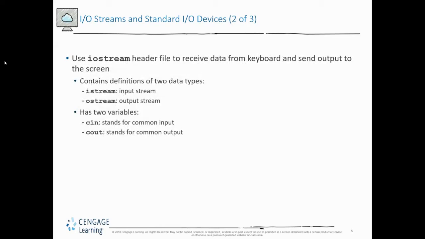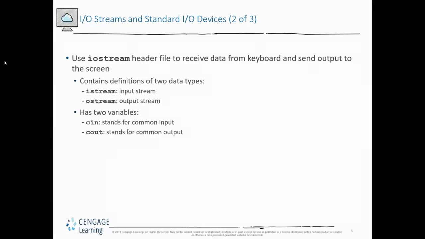Use the iostream header file to receive data from the keyboard and send output to the screen. We've been doing that, right? So that's your #include <iostream> in this case, all right? So you have to have the ability to receive and send output.